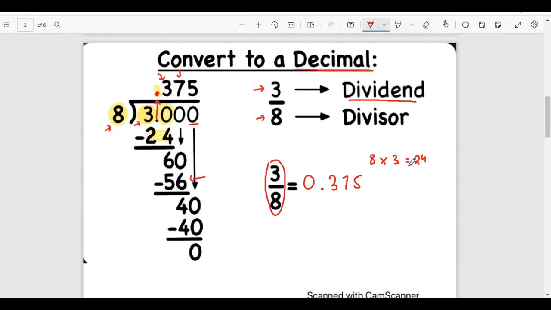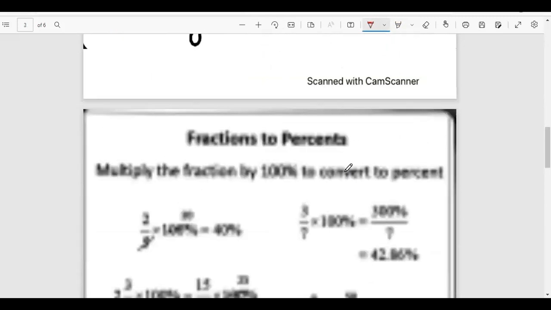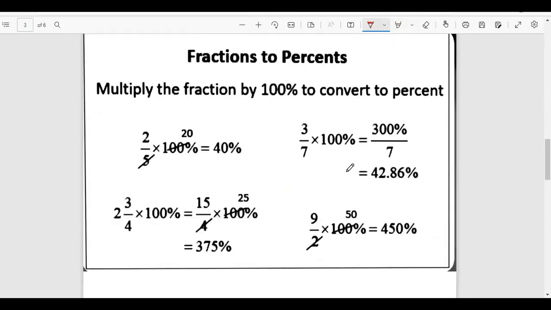Okay, let's talk about another thing now. Okay, now we are going from fractions to percentages. First we discussed fraction to decimal. Now fraction to percentages. Okay, now whatever number you have, if you are interested in converting it to percentage, just multiply it by 100%.